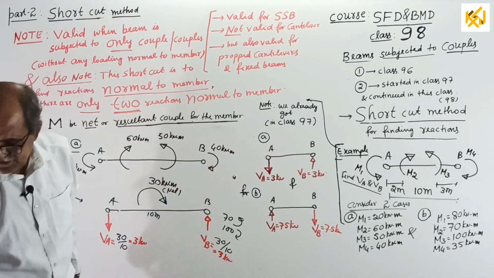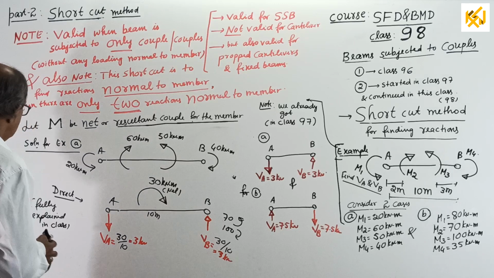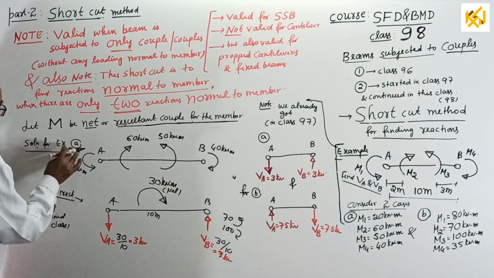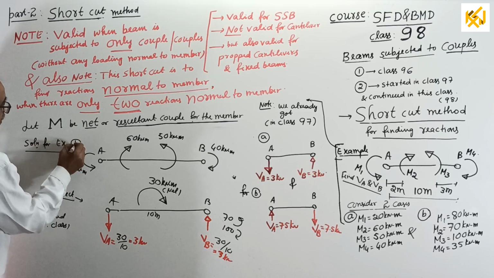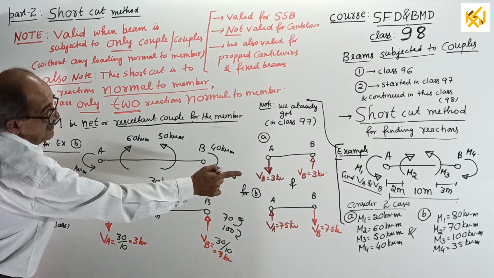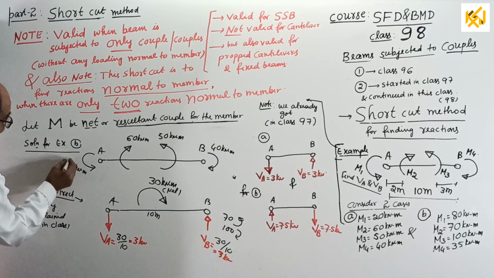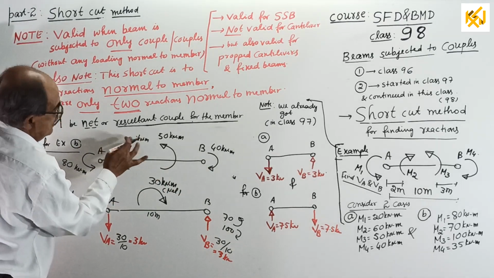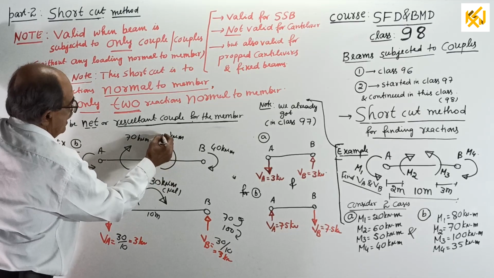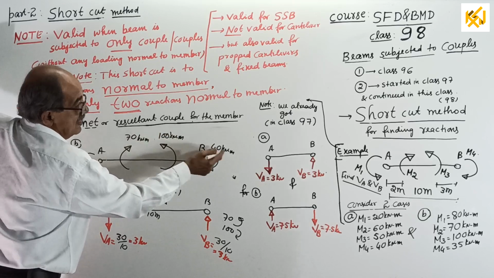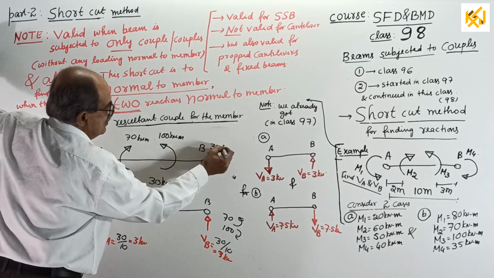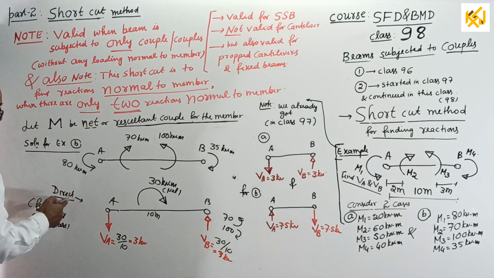Okay, now example number 2. Example B, I will write here now. This couple is 80 anti-clockwise. This couple is 70 clockwise. This couple is 100 anti-clockwise. That couple is 35 clockwise. Okay, now direct answer.